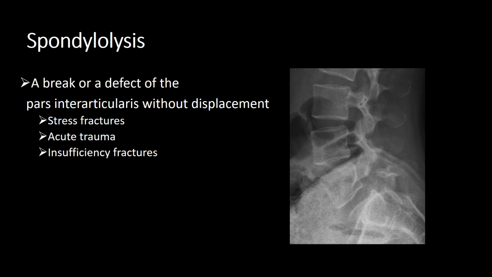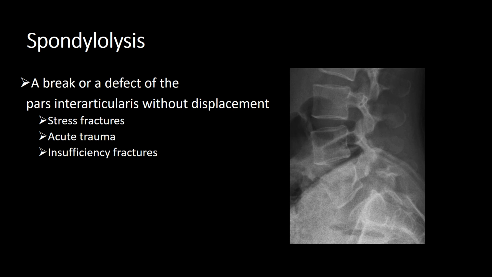So spondylolysis is a break or defect in the pars articularis. The really important bit is there's no displacement. The current school of thought is that they're basically a stress fracture. So you classically get them with cyclists, gymnasts, and weightlifters.